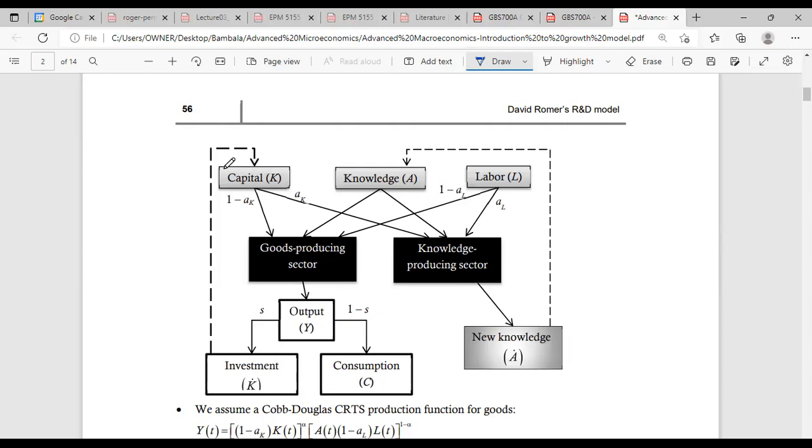When we use capital, of course we expect it to reduce. That's why we're showing this by 1 minus aK. That's the sum that has now been devoted, that has been taken out of capital. So we've taken something out of capital for the goods producing sector, and then we've also taken something out of capital for the knowledge sector.